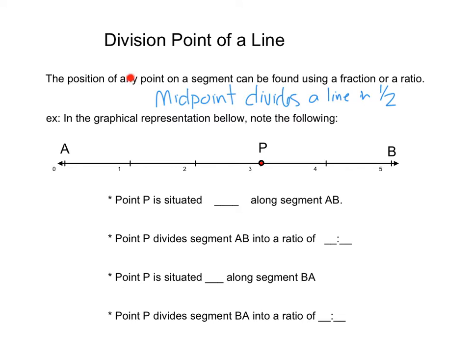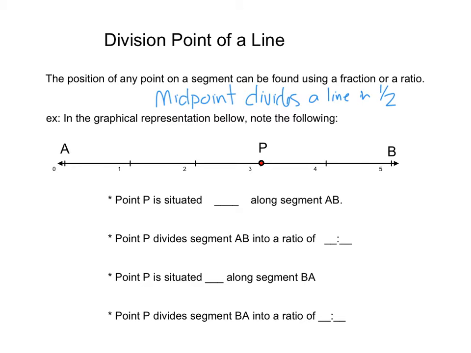The position of any point on a segment can be found using a fraction or a ratio. Well, we've already experienced that with midpoint. The fraction was 1/2. Before we continue any further on division point, we're going to review the difference between a ratio and a fraction. If you look here, you'll see that we have our line segment AB, and we have point P that divides the line AB. We're going to complete these statements below about this line.